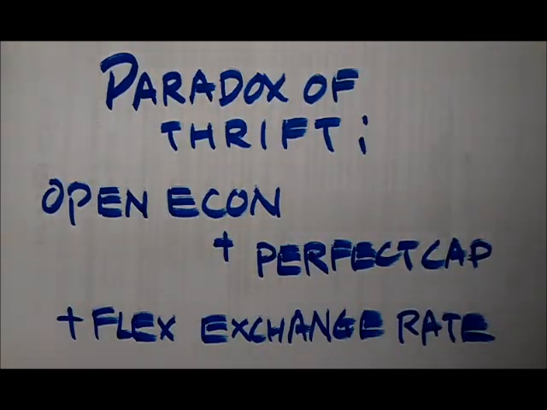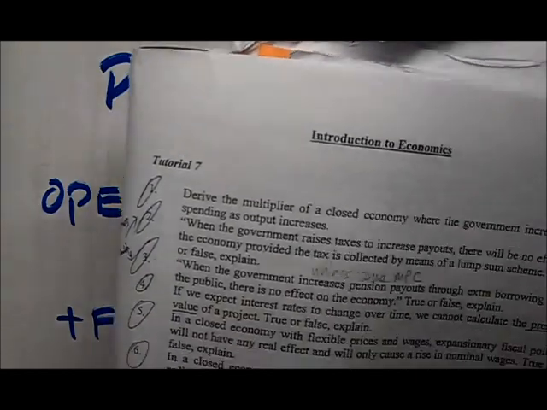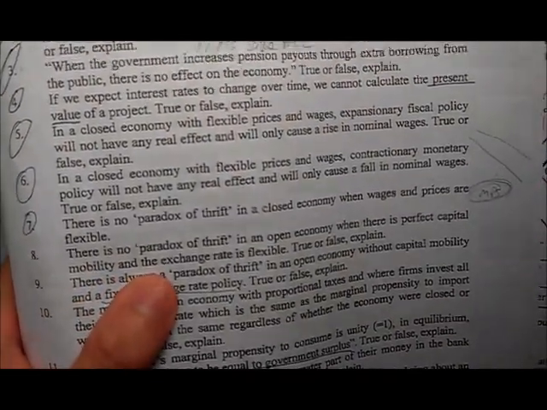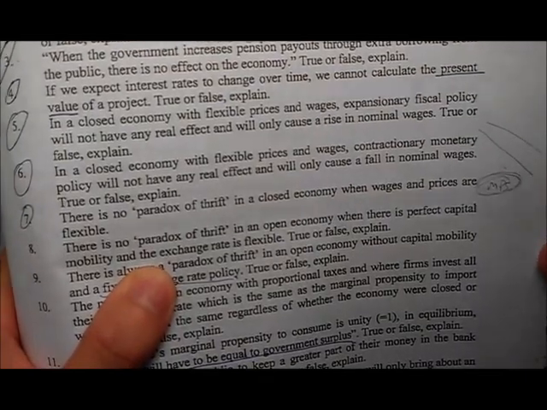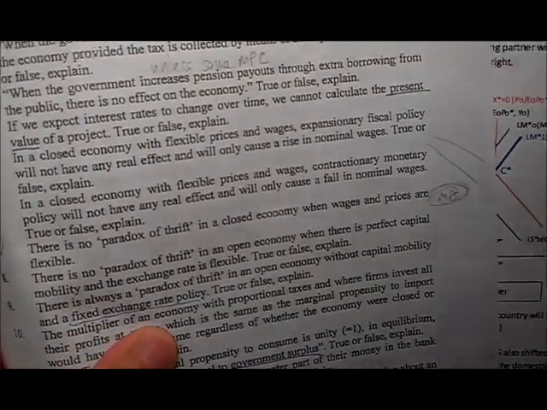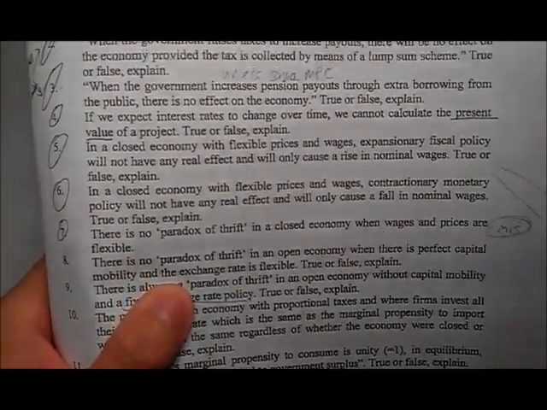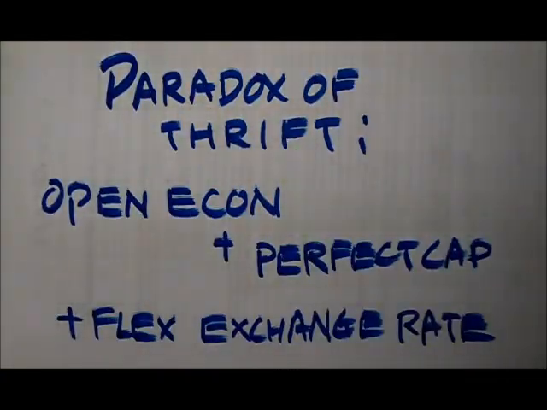Okay, hello. Welcome to the paradox of thrift in an open economy with perfect capital mobility and a flexible exchange rate. Here's how the question goes. Check out question number 8. There is no paradox of thrift in an open economy when there is perfect capital mobility and the exchange rate is flexible. True or false? Explain.